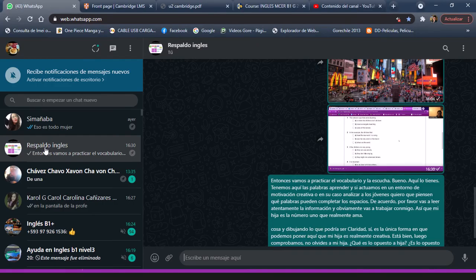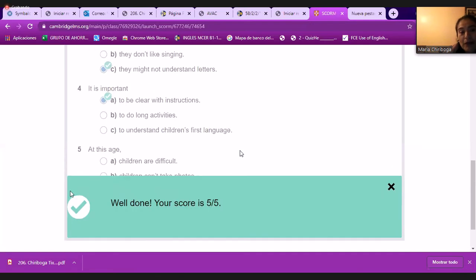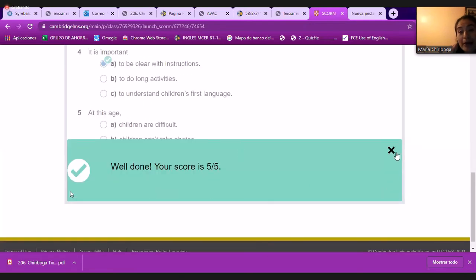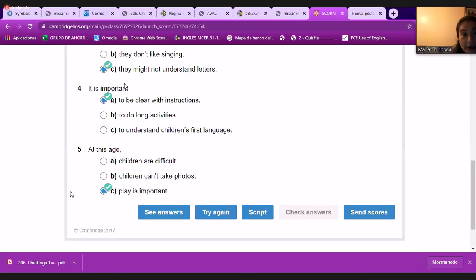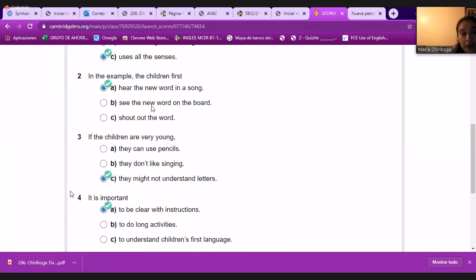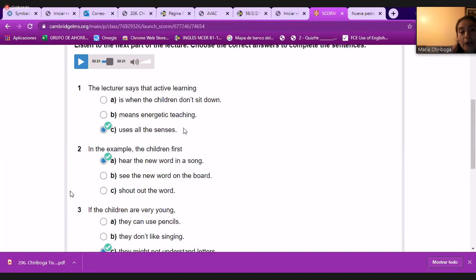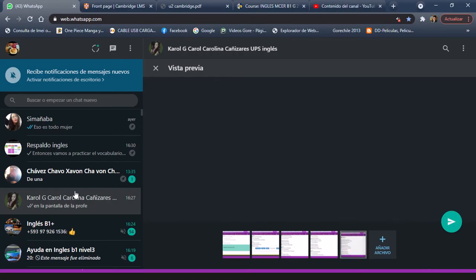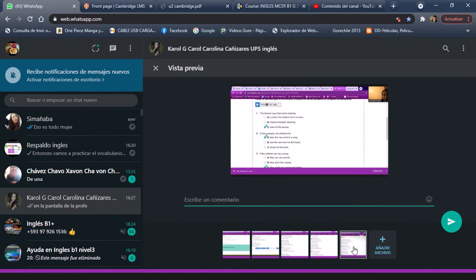So maybe in the future, some of you want to be a teacher. Please remember when you work with very little students, play is important. The instructions have to be clear. They don't understand letters. They like singing a song. They love it, and they have to use the five senses. Very interesting. Did you enjoy the listening? ¿Ven que sí pueden? Espero todos lo estén haciendo.